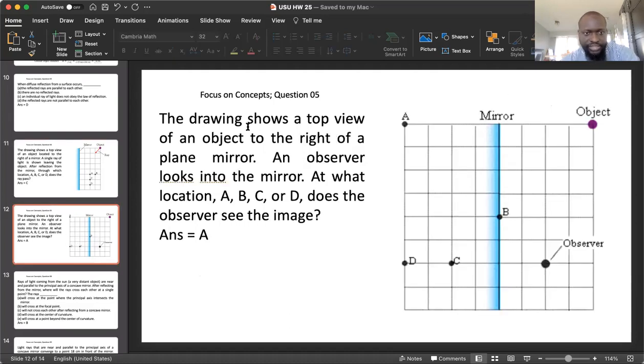And the next one, this drawing shows the top view of an object to the right of a plane mirror. An observer looks into the mirror. At what location does the observer see the image? So the object is here, this is the mirror, and the observer is looking at this object. Whatever distance the object is, the same distance is going to be here. So it's just going to be A. Object distance equals image distance, basically.